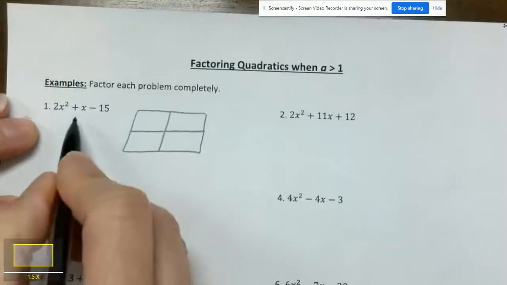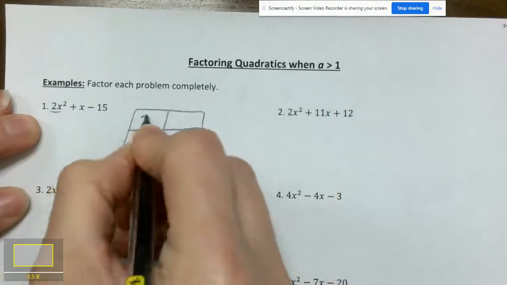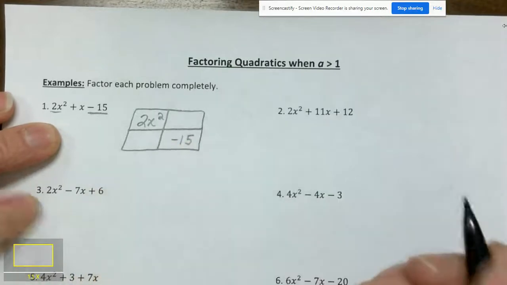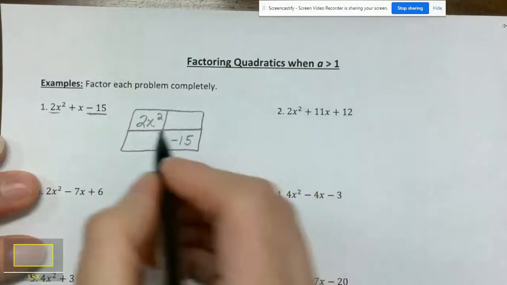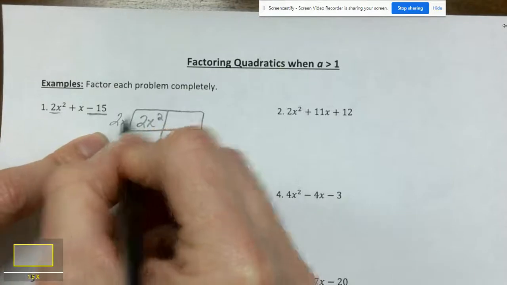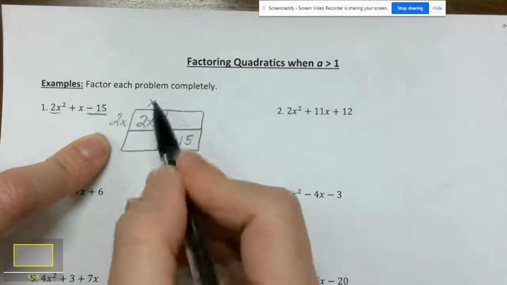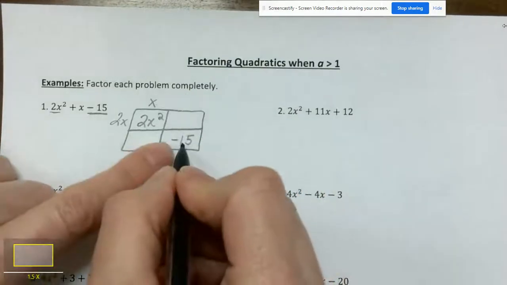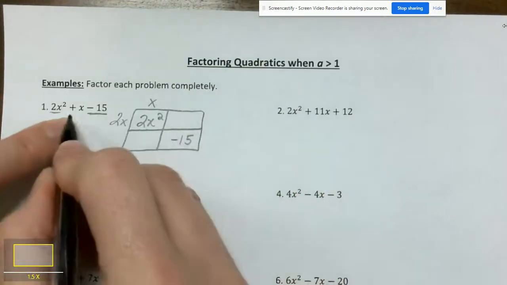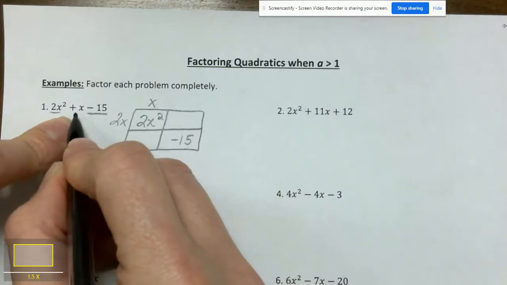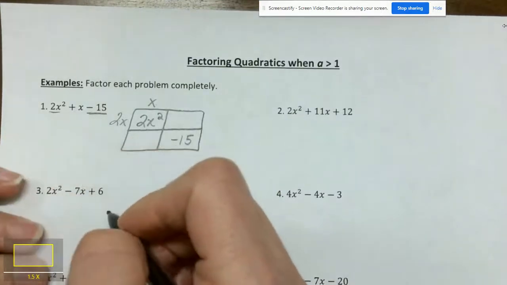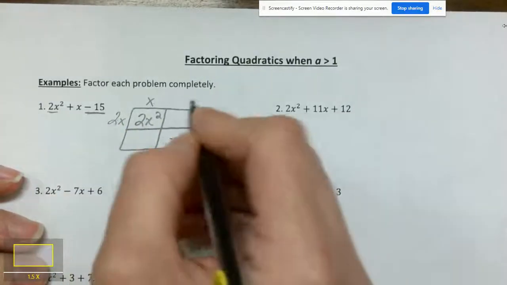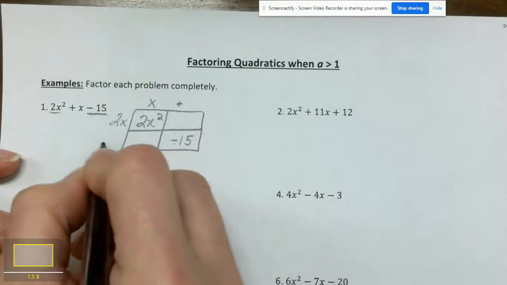Now, we're still going to put that first term here in this first box, 2x squared, and we're still going to put our last term over here, negative 15. Now, I know that to get 2x squared, I've got to have a 2x and an x, because 2x times x gives me 2x squared. But somehow I've got to get this negative 15 and I've got to get a positive 1x in the middle. So that's what I've got to figure out to make sure that it works. Now I know that this last number is negative, so that means one of these is a positive and one of them is a negative.